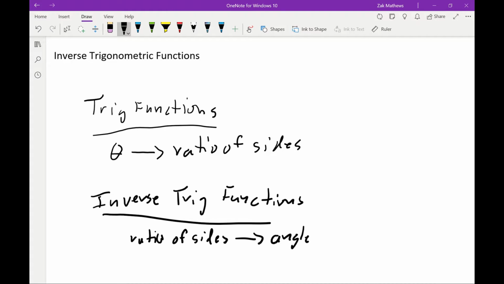Really make sure that you understand what trig functions do. They're not just these random things that turn one number into another number. They have a very specific purpose. You input an angle, you have a ratio of sides as an output. Inverse trig functions, you put in that ratio of sides, you get back an angle.